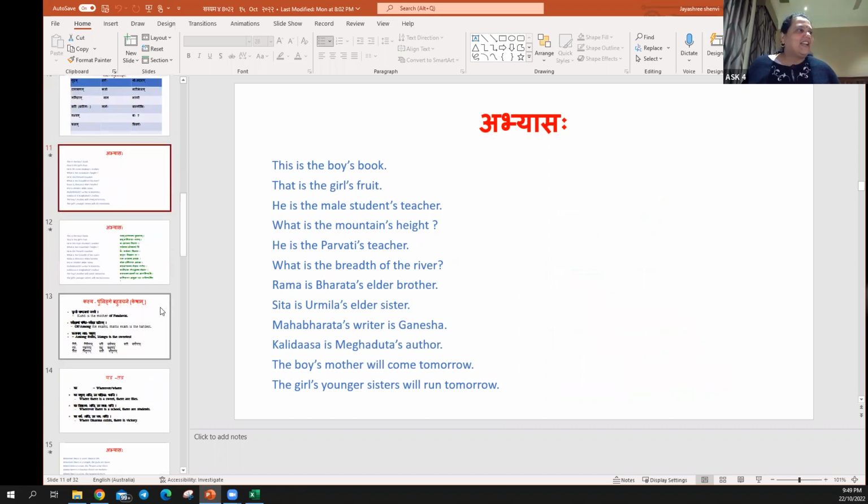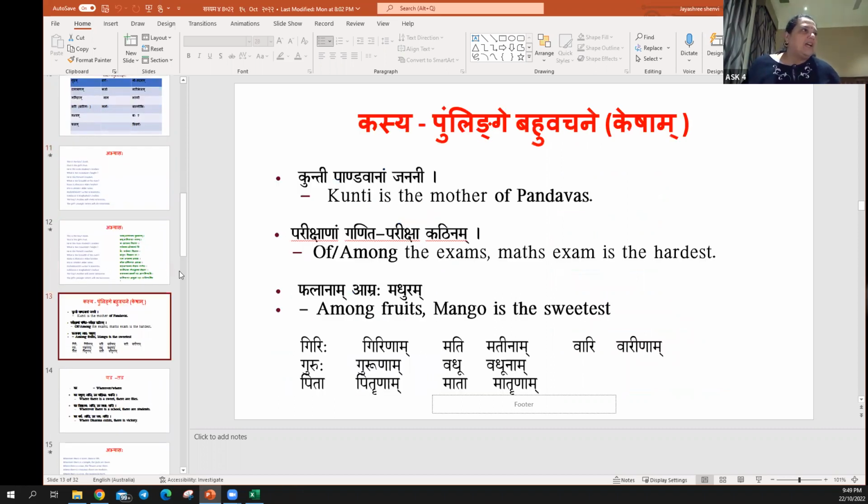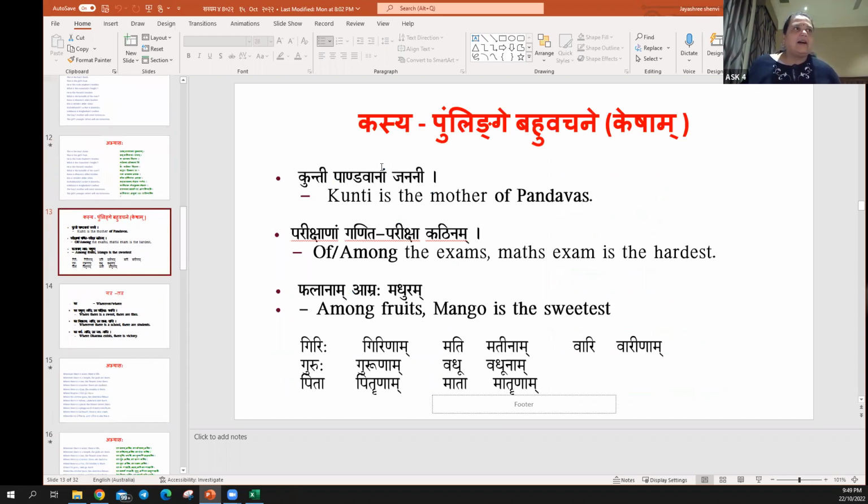Okay, next one. Kasya we have seen, pullinga. Now kesham is bahuvachana. Kasya is ekavachana. We had only ekavachana till now: balakasya, guroho, harehe. Now we'll do bahuvachana. So kasya pullinga bahuvachana is kesham. How do we frame this? Kunti pandavanam janani. The question: Kunti kesham janani.